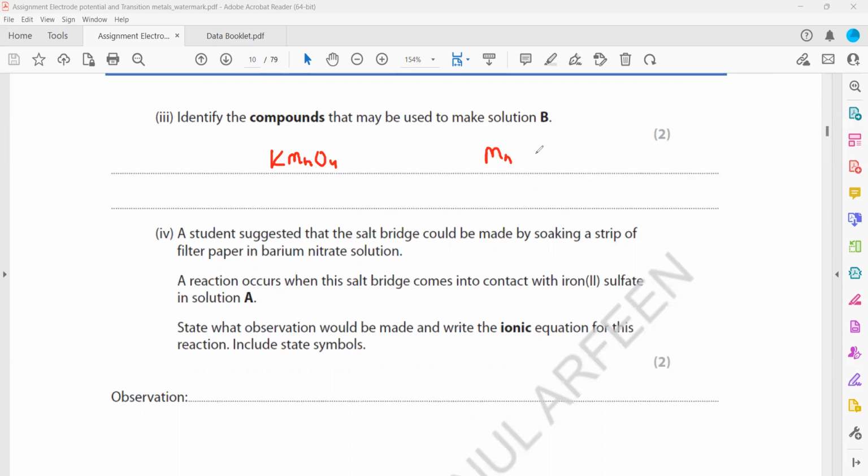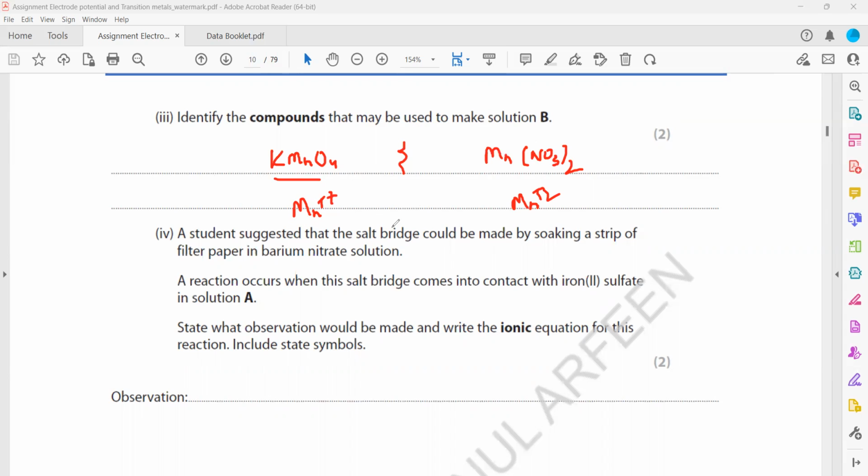manganese, because it should be soluble, and all nitrates are soluble. So manganese 2 nitrate. So it should be a mixture of these two. Why? Because this will provide the Mn plus 7 ion, or MnO4 ion, you can say, and this will provide the Mn plus 2 ion.